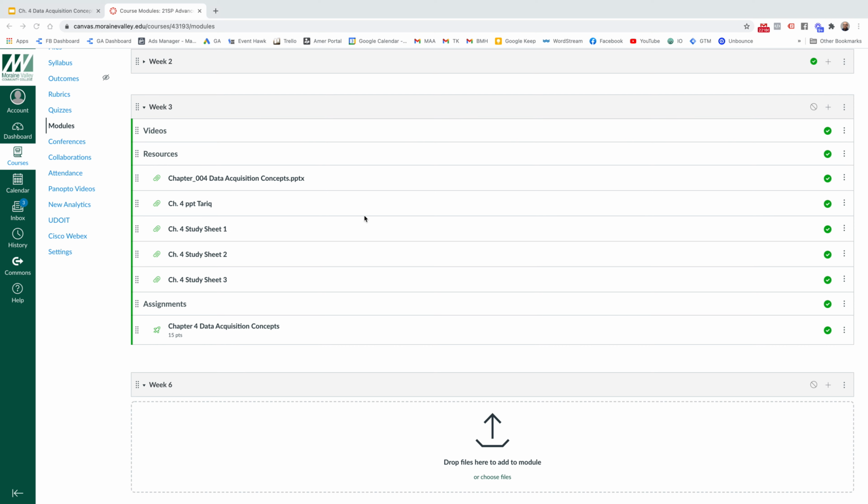Hey everyone, we are in week 3. Today we're going to be doing chapter 4, data acquisition concepts. So we have the PowerPoint that I'll go through with you guys real quick. This is the author PowerPoint, and then this is my PowerPoint. Some stuff is adjusted. I would recommend using mine, but I want you to have the authors just in case you want to go back.